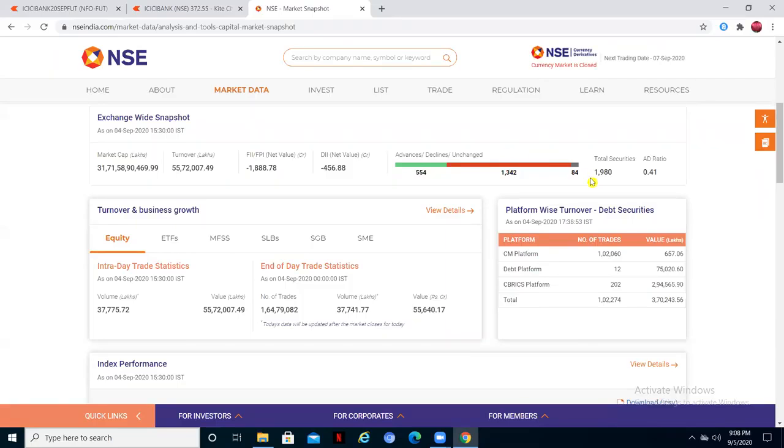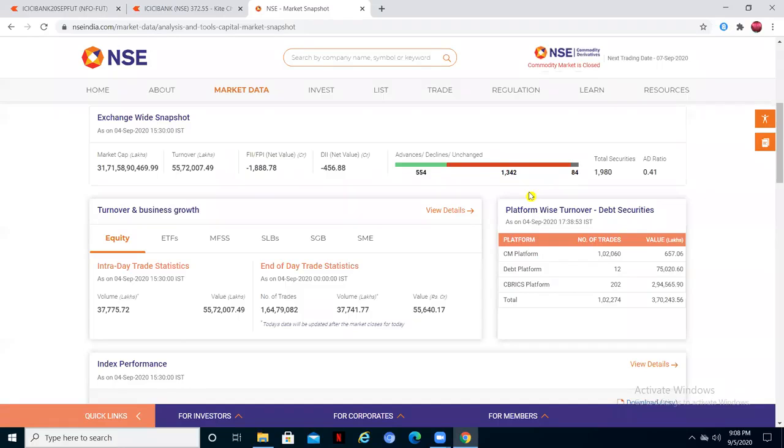The third rule is, here you can see the unchanged stocks. Here you can see the advances is on the first number. So 554 is the advances. Declines on the second number. 1342 is the declines. Unchanged on the third number. So obviously 84 is the unchanged stocks, the stocks which are not having any change.